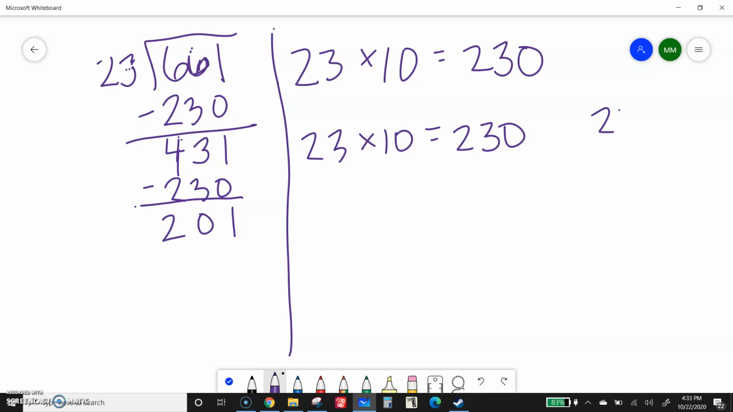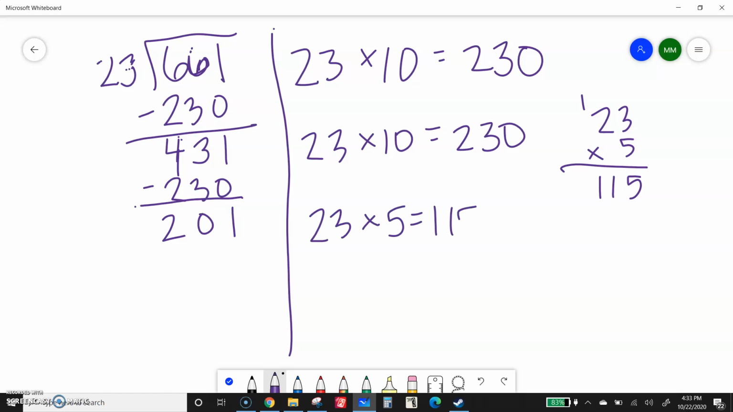So let's see. What if I do 5 groups? You could always use the lattice or the window method to say, okay, that works. So if I do 23 times 5, I get 115. And subtract that. Can't do 1 minus 5. Can't borrow from the 0, so I need to borrow from here. That becomes 10, but then I need to borrow from it, so it becomes 9. Then I have 11. 11 minus 5 is 6. 9 minus 1 is 8.